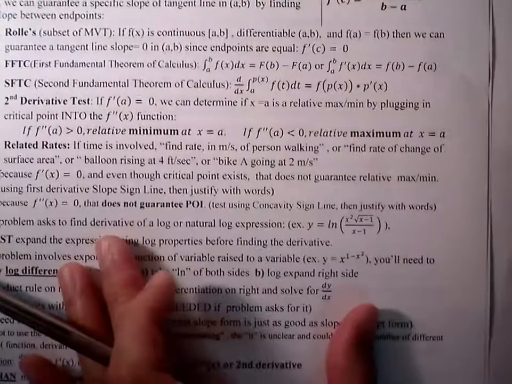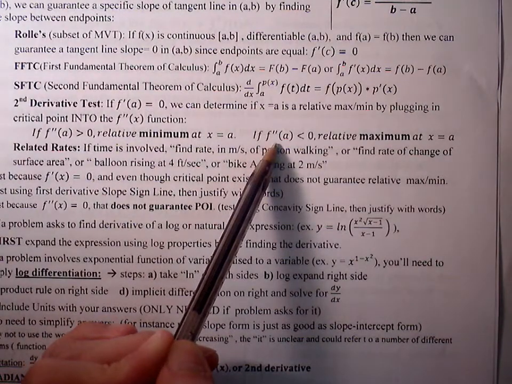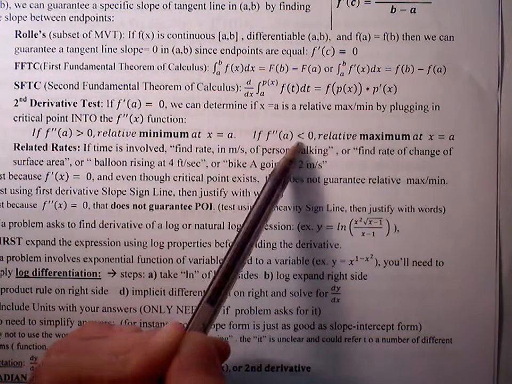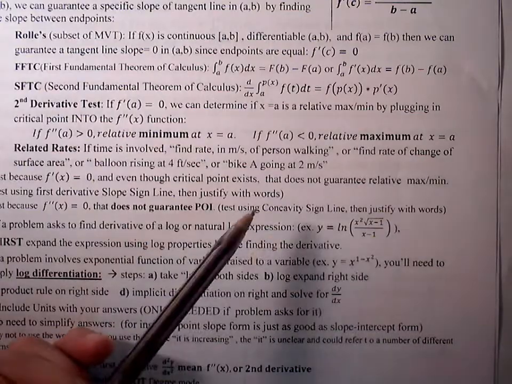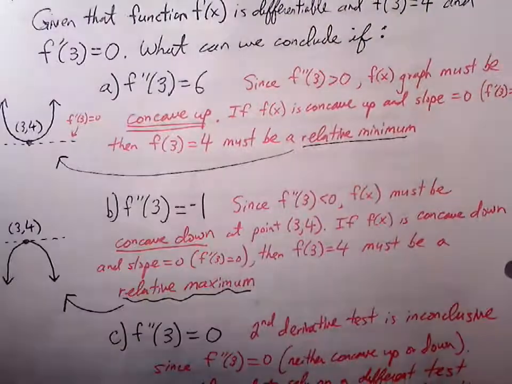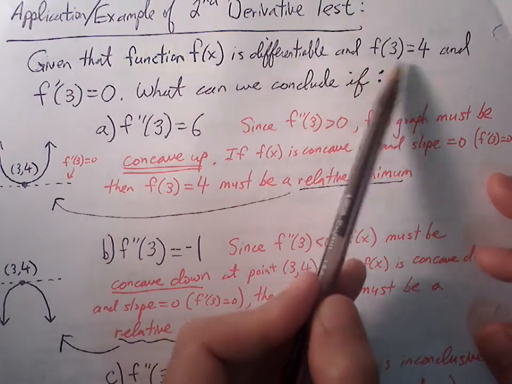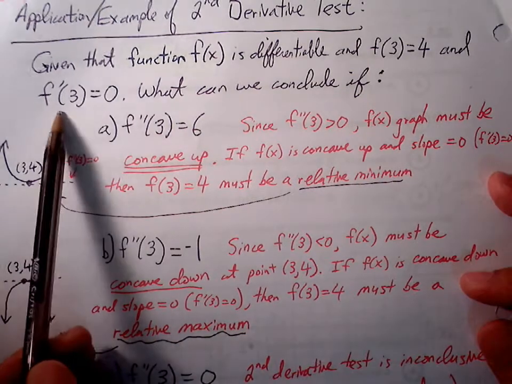If the evaluation of that critical point that we found from f prime, inserted into the second derivative function, gives us a negative value, then we know it must be a relative minimum. Okay, and just to give a visual example of that, let's say a function is differentiable and we have ordered pair (3, 4), and f prime of 3 is equal to 0.